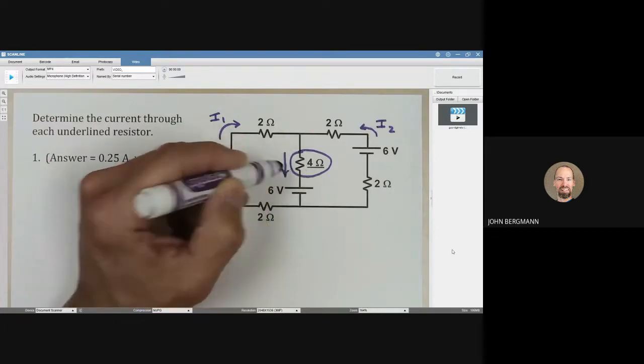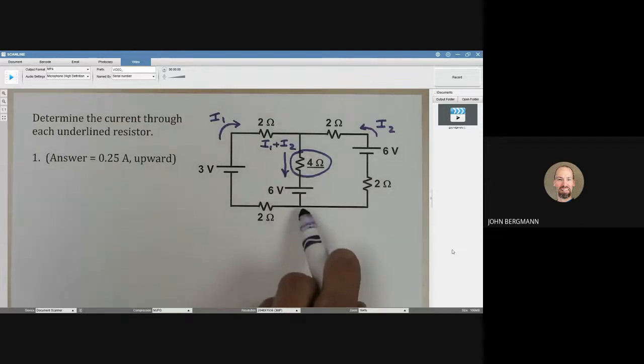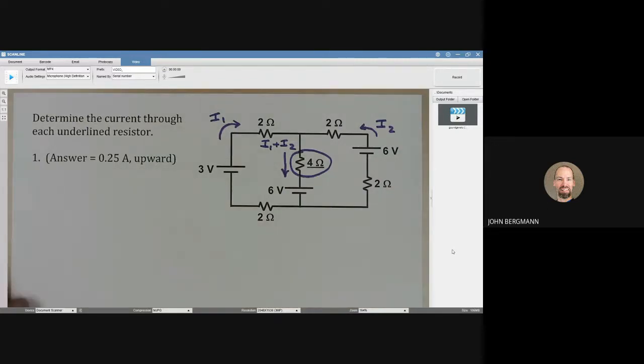We could call it I3, but that would introduce a third variable. So instead, by Kirchhoff's junction rule, I1 and I2 are both flowing into there. So let's call it I1 plus I2 going that way. And then you can see what happens down here by Kirchhoff's junction rule. I1 plus I2 flow in. I1 goes this way. I2 goes that way. So everything's consistent. All right, so that's the first thing. You identify your unknown currents.